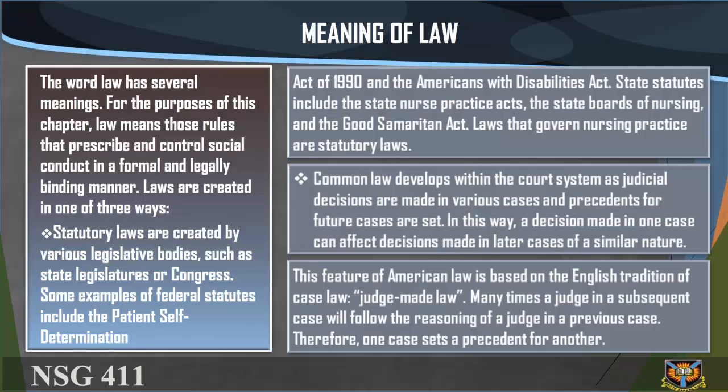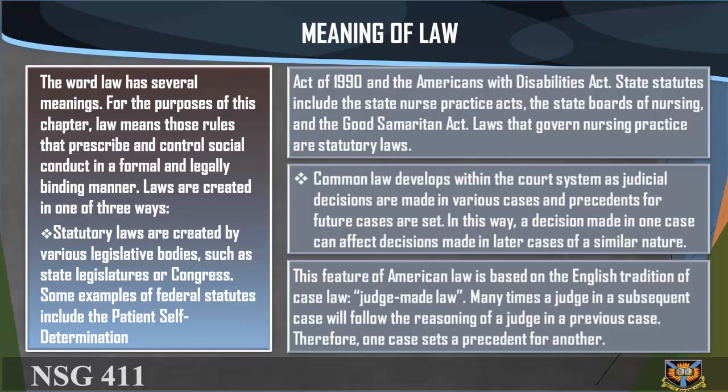Some examples of federal statutes include the Patient Self-Determination Act of 1990 and the Americans with Disabilities Act. State statutes include the State Nurse Practice Act, the State Boards of Nursing, and the Good Samaritan Act. Laws that govern nursing practice are statutory laws.